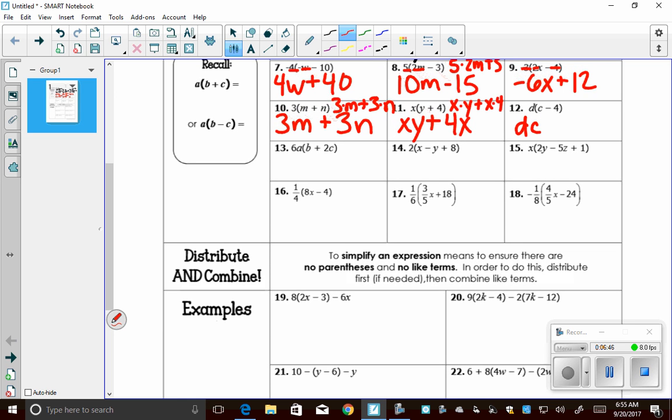And then you're going to do d times negative 4, which gives me negative 4d.